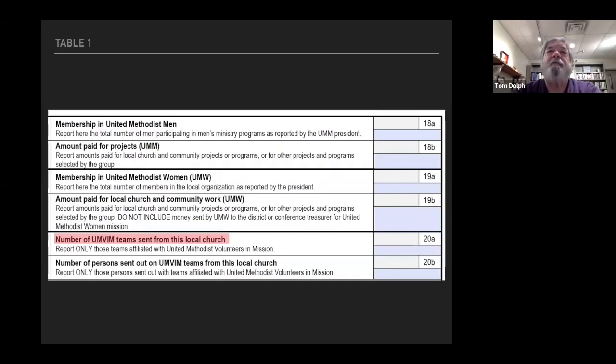So if you have a VIM team that goes somewhere that doesn't count, this is only for official VIM teams from your church.